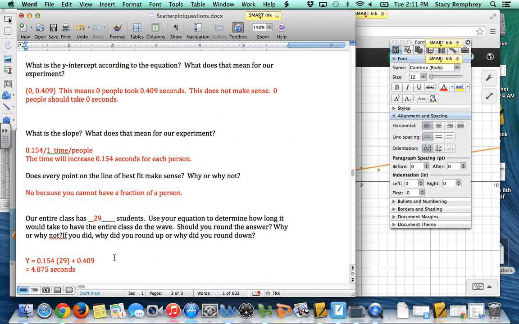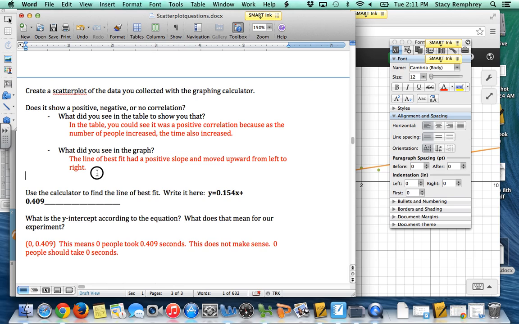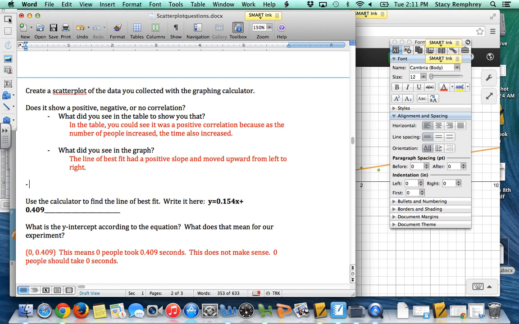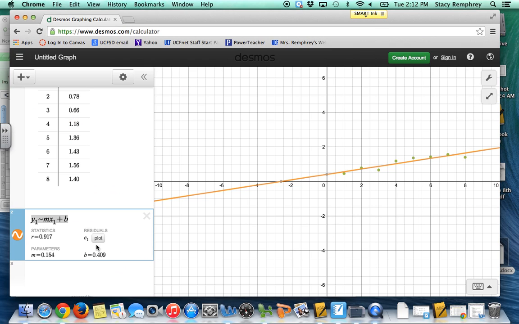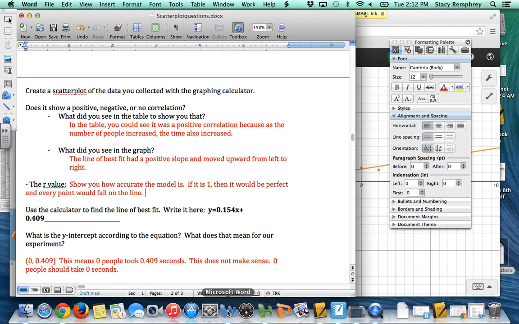I can see I did miss one question with the r squared value over here. Let me go back to that. For the r value, that's going to show you how accurate your model is. If it is 1, then it would be perfect, and every point would fall on the line. Now, for the group I used, when I go to their R value here, it's 0.917, which is pretty good. I saw some other groups that had 0.965. So the closer you are to 1 shows it's pretty accurate. So if you're, I'd say above 0.95, you're a pretty accurate model.